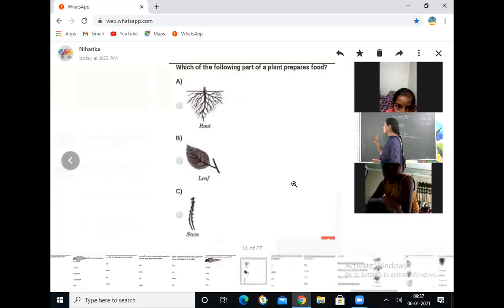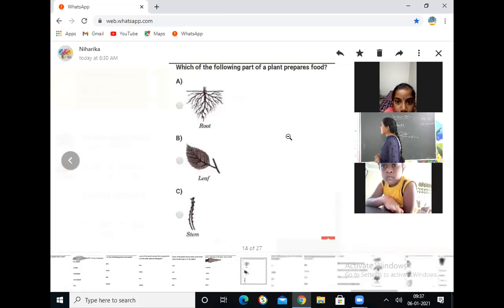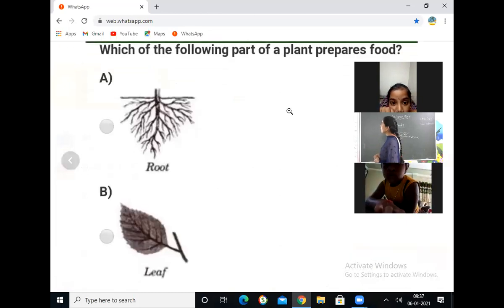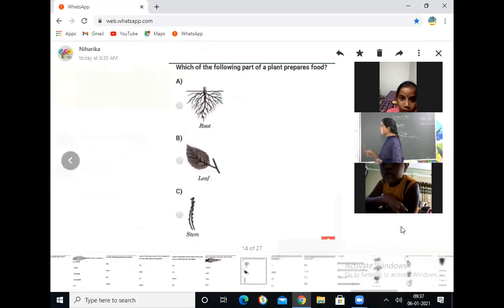Next question for Revan, don't make it wrong on me. Which of the following parts of the plant prepares food? Root, leaf, plant. What is the answer?